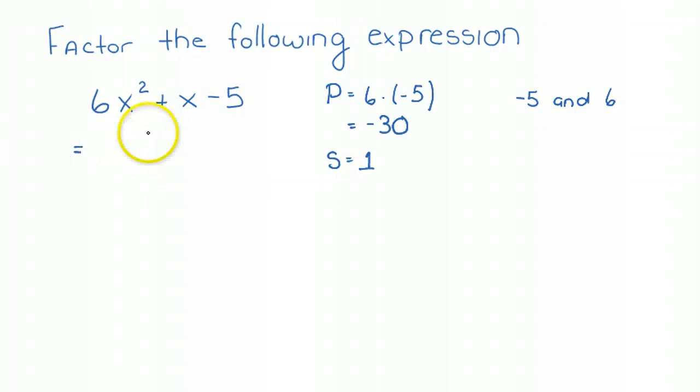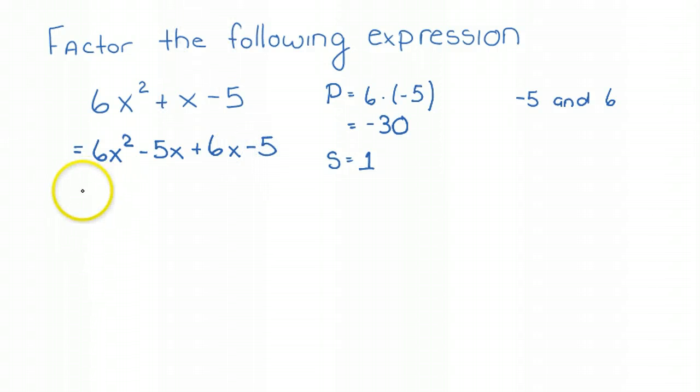So the next step is we decompose that middle term. So we end up with 6x squared minus 5x plus 6x minus 5. And then we factor a common term out of the first two terms. In this case, it would just be x, and we end up with 6x minus 5.